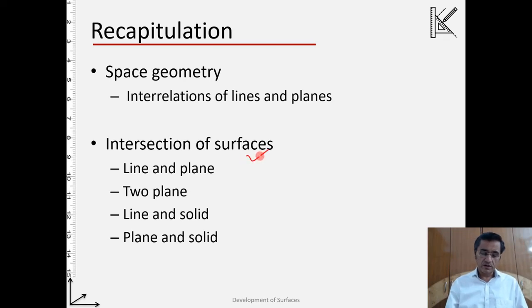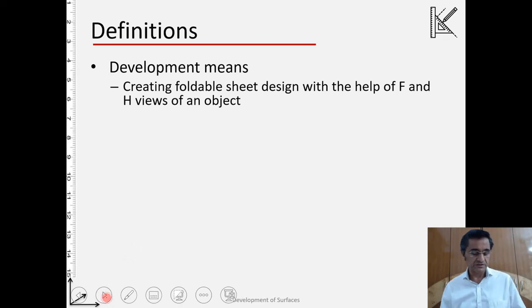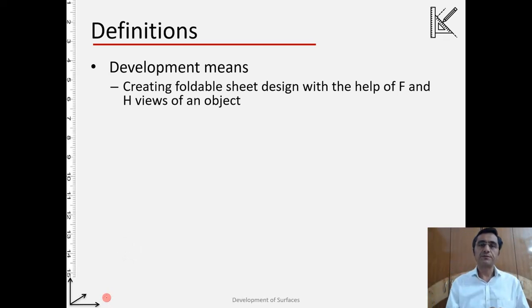Then in our last lecture we looked into the intersection of surfaces. For example, line and plane, two plane intersection, a line intersecting a solid and a plane intersecting a solid. So those kind of stuff we have seen already. Today in the development of surfaces, we'll start with some definitions. First of all, what is the meaning of development?